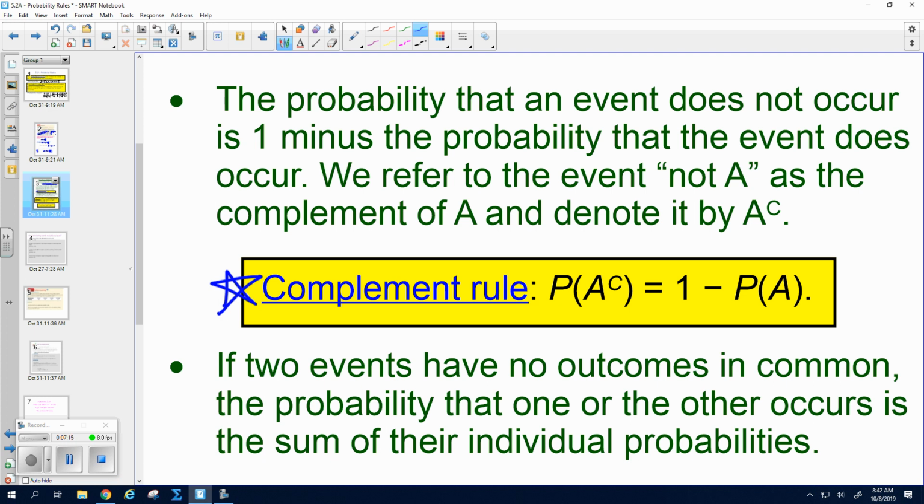Okay? You want to know that this is called the complement rule. So in statistics, complements add up to 1, not 90 degrees. Okay? And you need to know the notation for it. So not A, you can write as A with a little C up here. So the probability of not A happening, that's what A complement means, is equal to 1 minus the probability that A happens. So just like our probability of not rolling a 4 is 1 minus the probability of rolling a 4.